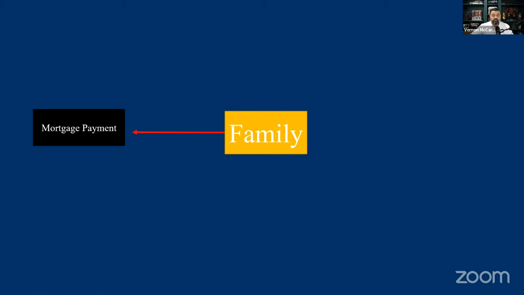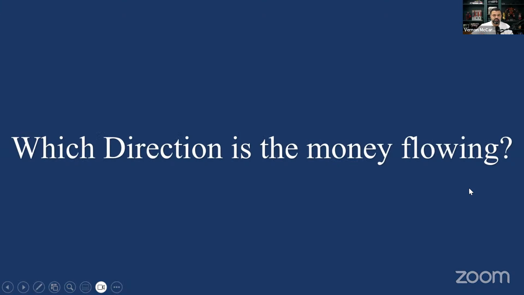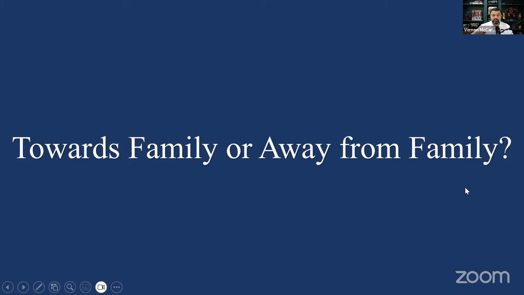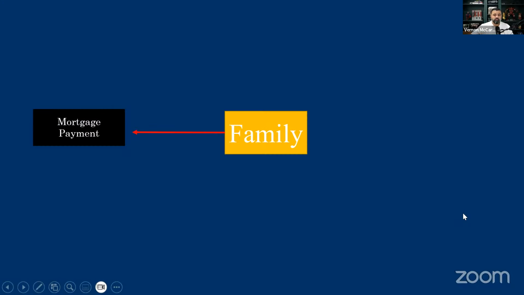Fair enough. No worries. So let's assume that most, if not all, people have a mortgage payment. If you don't have a mortgage payment, you're probably paying rent and still money flowing away from you, right? Which direction is the money flowing? It's pretty self-explanatory. Is it toward your family or away? It's away from the family, but this is just the mortgage payment.